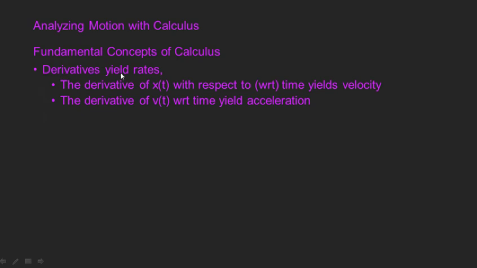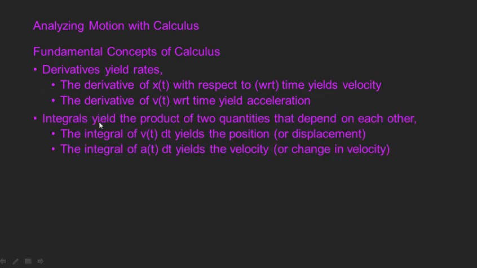First, derivatives yield rates. So if we have an expression for position and we take the derivative of that with respect to time, it will yield velocity. Similarly, if we have an expression for velocity as a function of time and we take the derivative of that equation with respect to time, it will yield acceleration.